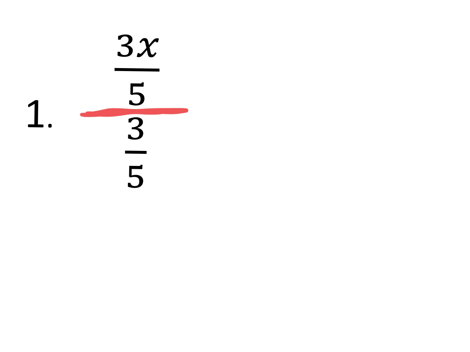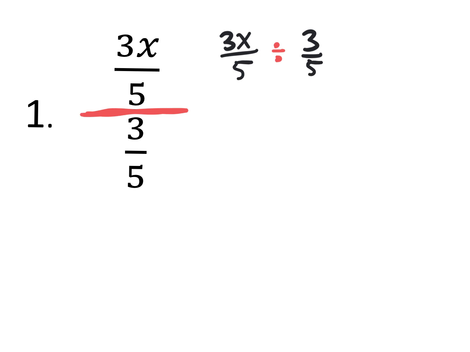It's not that crazy if we understand what it says and we write it horizontally. Check it out. 3x divided by 5, that's the first fraction. That division bar, I'm going to write it as a division symbol. And then divided by what? Divided by the fraction 3/5.